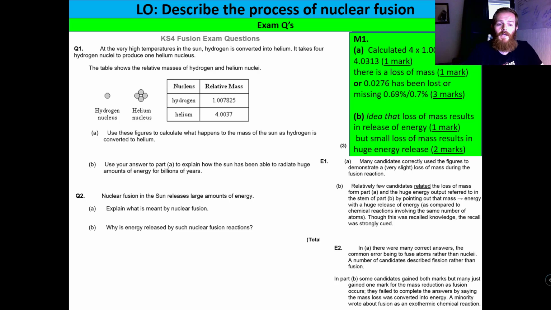It's decreased, and you have to mention that it's decreased because it's been converted into energy. A minority wrote about fusion as an exothermic chemical reaction. So it didn't really ask you about that in that question, so why people would write about that, I'm not really sure. All you needed to say there was the mass goes down because energy is given out. It converts mass into energy. Again, that term we used a second ago was mass energy equivalence, and we're talking about some ridiculous numbers like this. What was the loss in mass here?